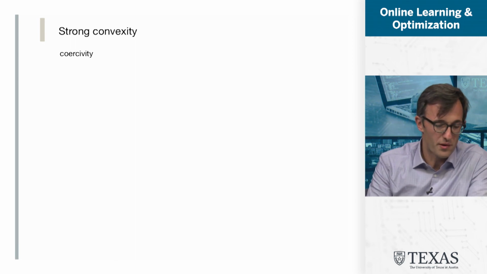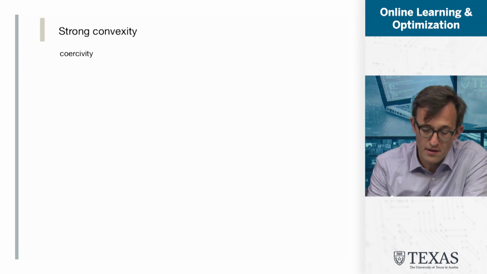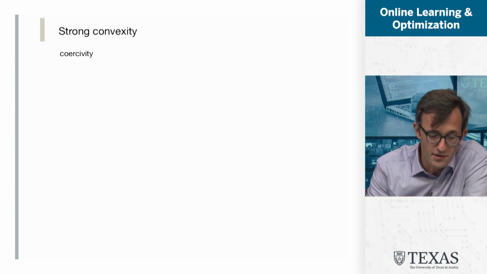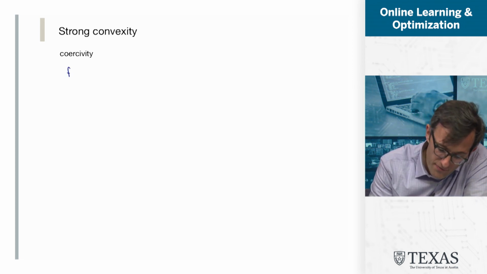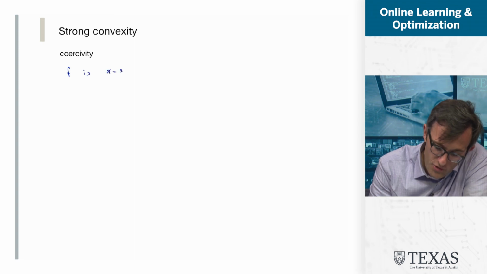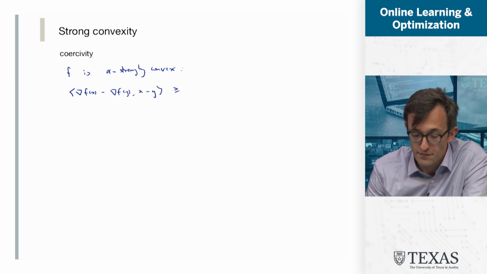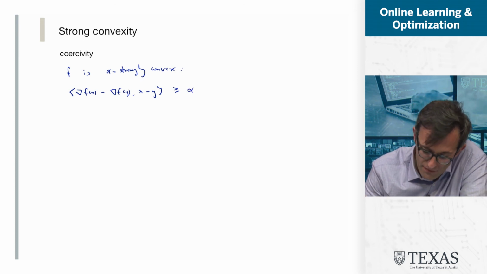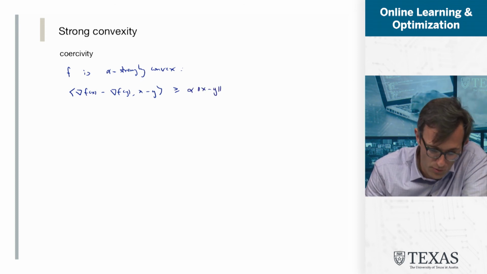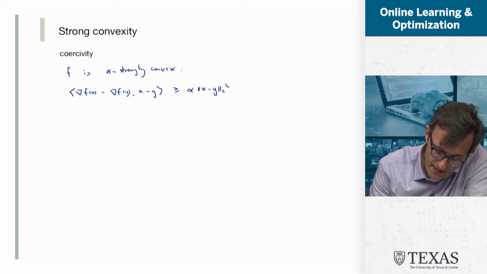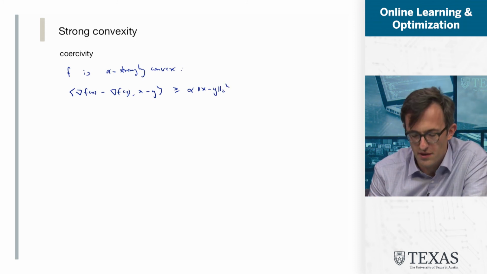And finally, we want to prove a similar property as we did for smooth functions called coercivity, not co-coercivity. So if f is alpha strongly convex, then gradient of f of x minus gradient of f of y times x minus y. We know this is greater than 0 just by convexity, but something stronger holds. It's greater than or equal to alpha times x minus y squared. How does this follow? Simply directly from the definition of strong convexity.